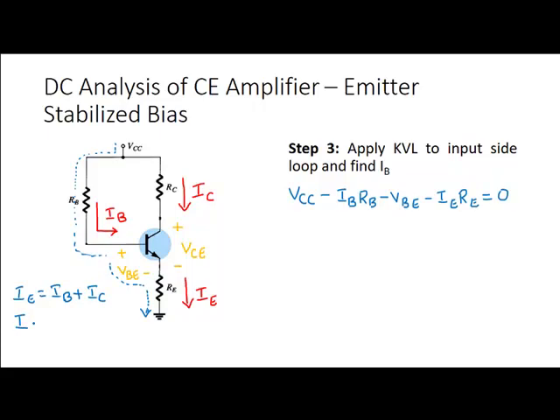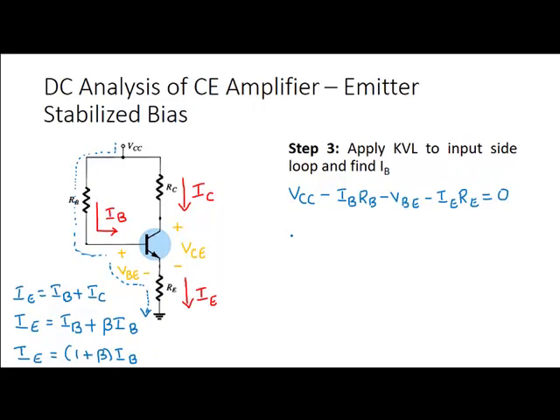And IC can be written as beta times IB. IC is beta times IB. I can write IE in terms of IB as well. So if I take IB common, I'll get 1 plus beta times IB. So IE can be written as 1 plus beta times IB.